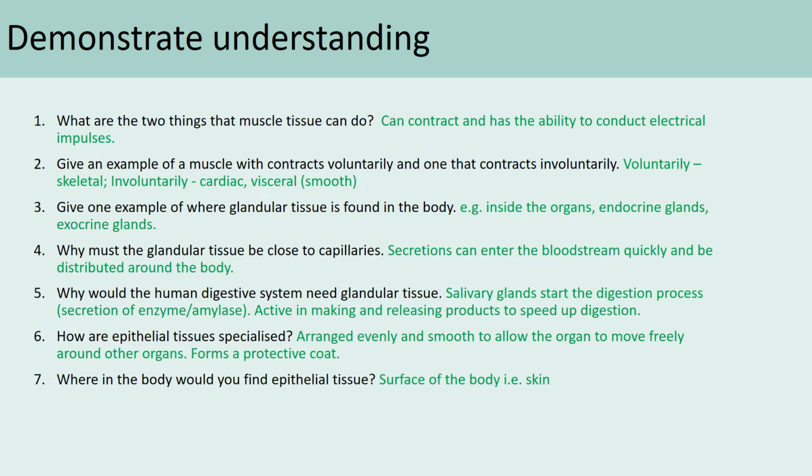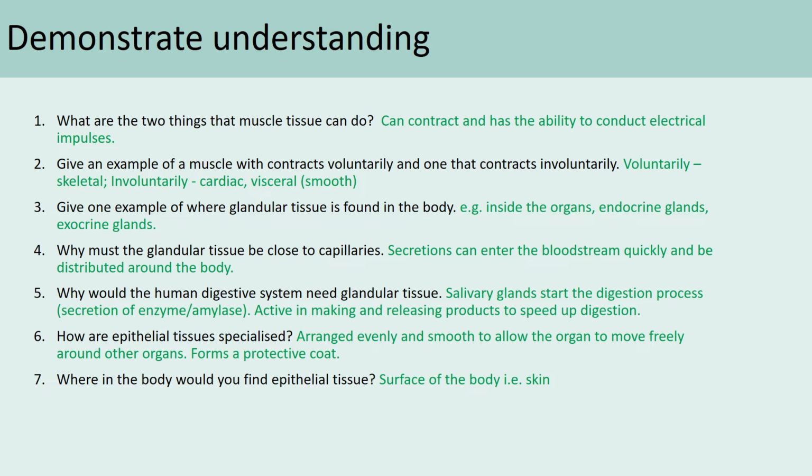Number 3, give one example of where glandular tissue is found in the body. So we find it inside organs, it's found in endocrine glands, so those are the ones that release hormones, and also exocrine glands. Number 4, why must the glandular tissue be close to capillaries? That's because they're secreting these substances that can then get into the blood system and then be moved around the body.